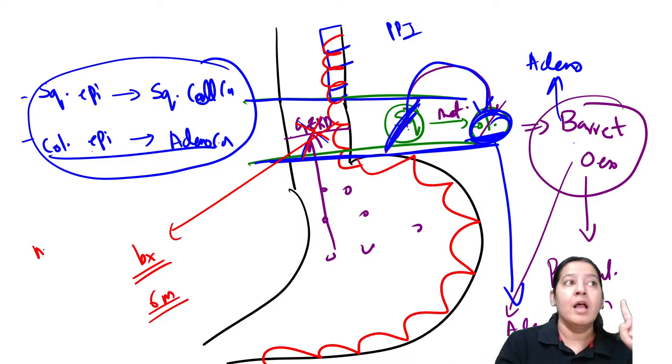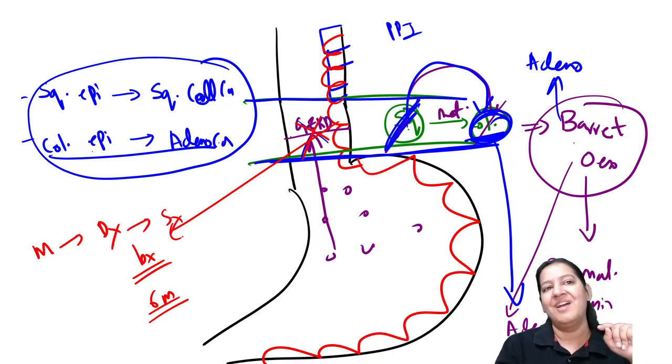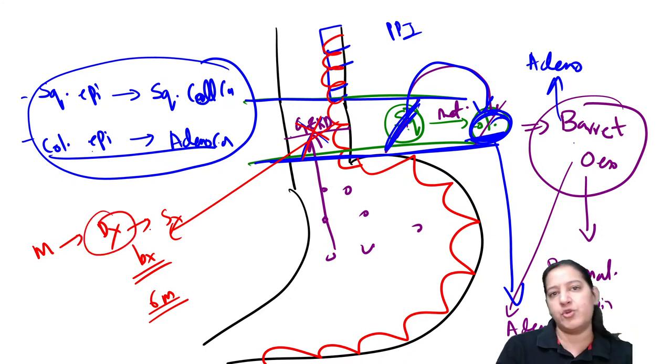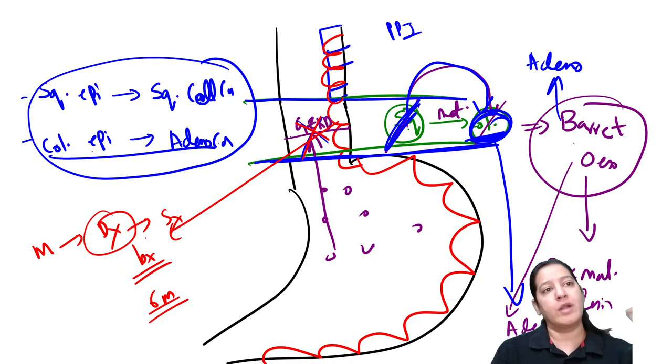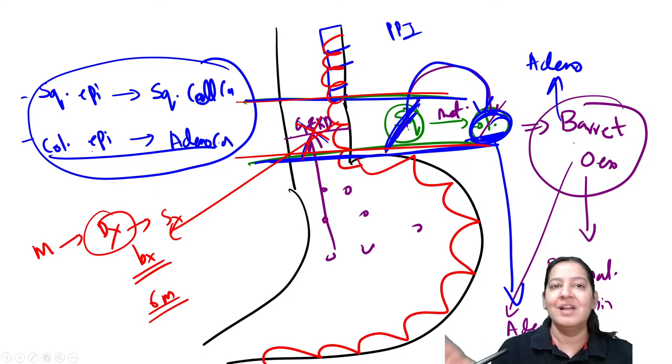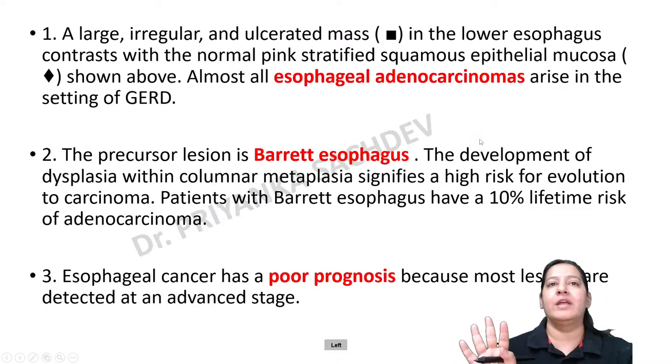Metaplasia is there. At the point at which metaplasia converts to dysplasia, ask the patient to undergo surgery. You don't know at what stage of life it can turn into adenocarcinoma. Dysplasia means it is now converting into adenocarcinoma, so ask the patient to undergo surgery and get this portion removed from the body because it is dysplastic. You got my point? This is the complete story.